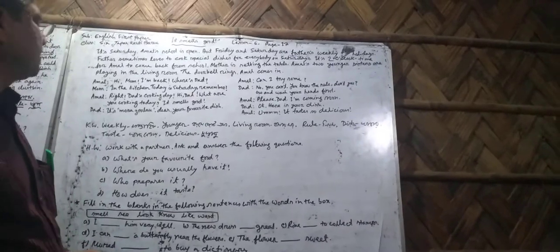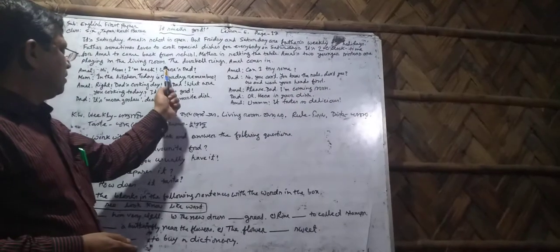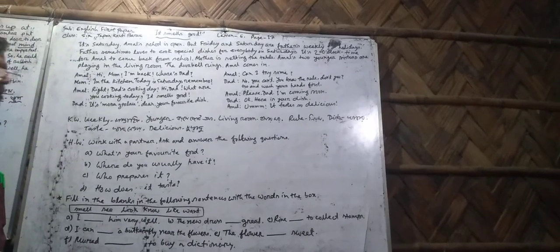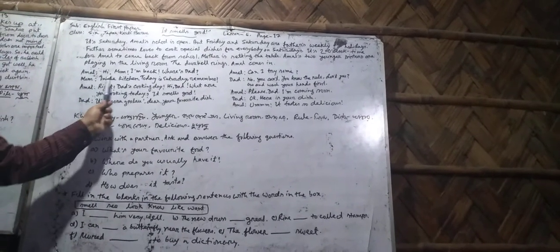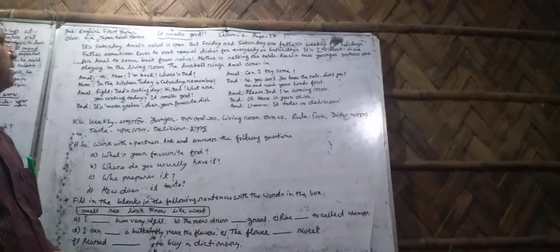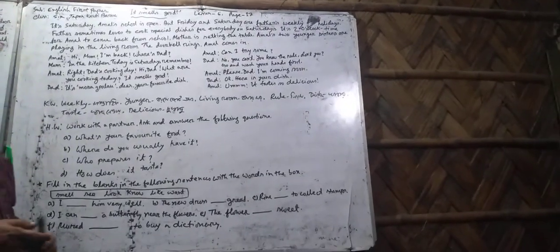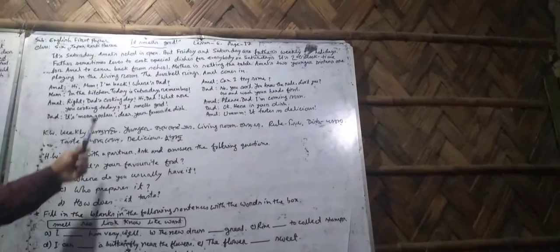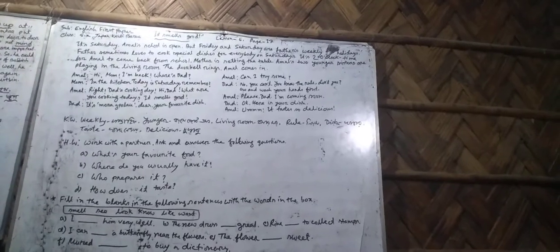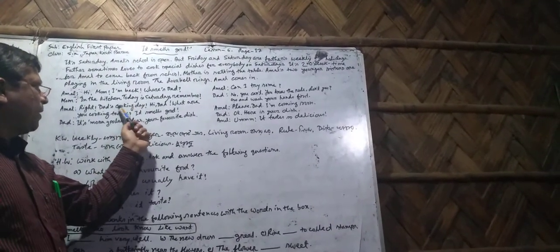Amol bolche, hi mom, hi ma, I am back, ami phire eshechi. How is dad? Dad means father. Baba kothay? Mom bolche, in the kitchen. Baba ranna ghore. Today is Saturday, aaj shonibar. Remember, tomar mone ache ki je ajke shonibar? Amol bolche, right, thik. That is cooking day. Ajke baba ranna korar din.